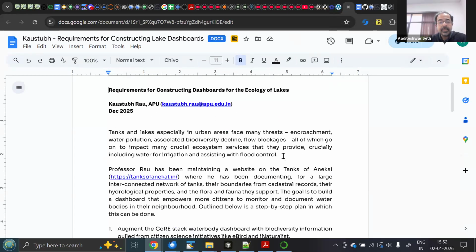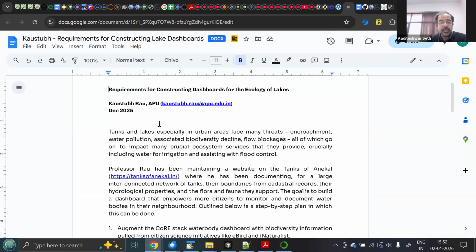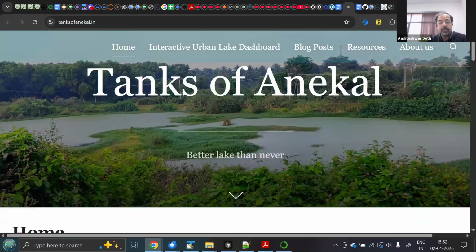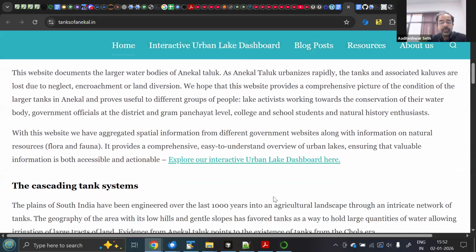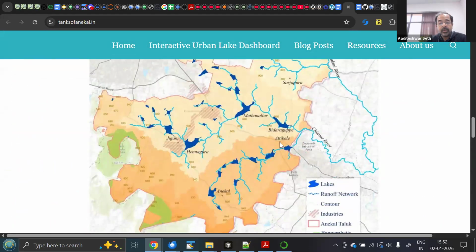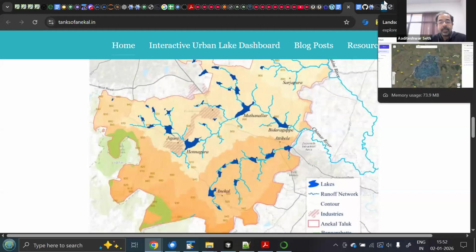Another idea is from Kaustubh, who's a professor at Azim Premji University. Kaustubh has been maintaining this website called the Tanks of Anikal. Anikal is in urban Bangalore, where there are a lot of water tanks, which are all connected with each other.